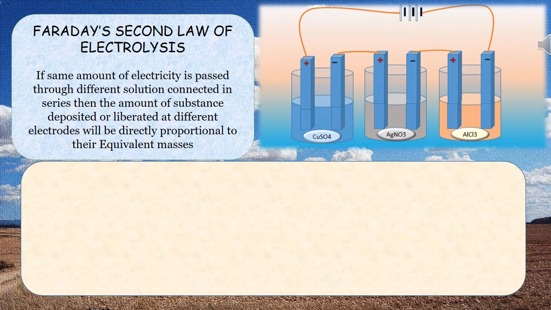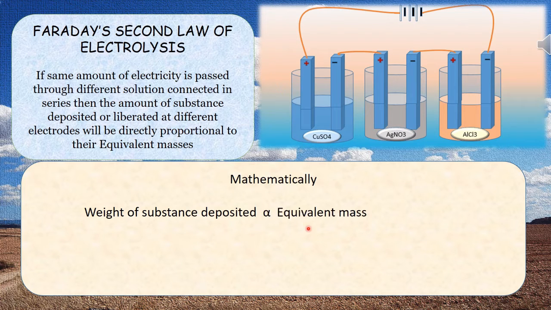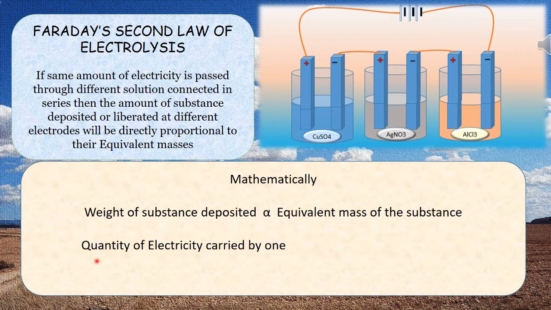If the same amount of electricity is passed through different solutions connected in series, then the amount of substance deposited or liberated at different electrodes will be directly proportional to their equivalent masses. Mathematically, the weight of substance deposited will be directly proportional to their equivalent mass. Now, what is equivalent mass? In order to understand equivalent mass, we should know what is a Faraday.